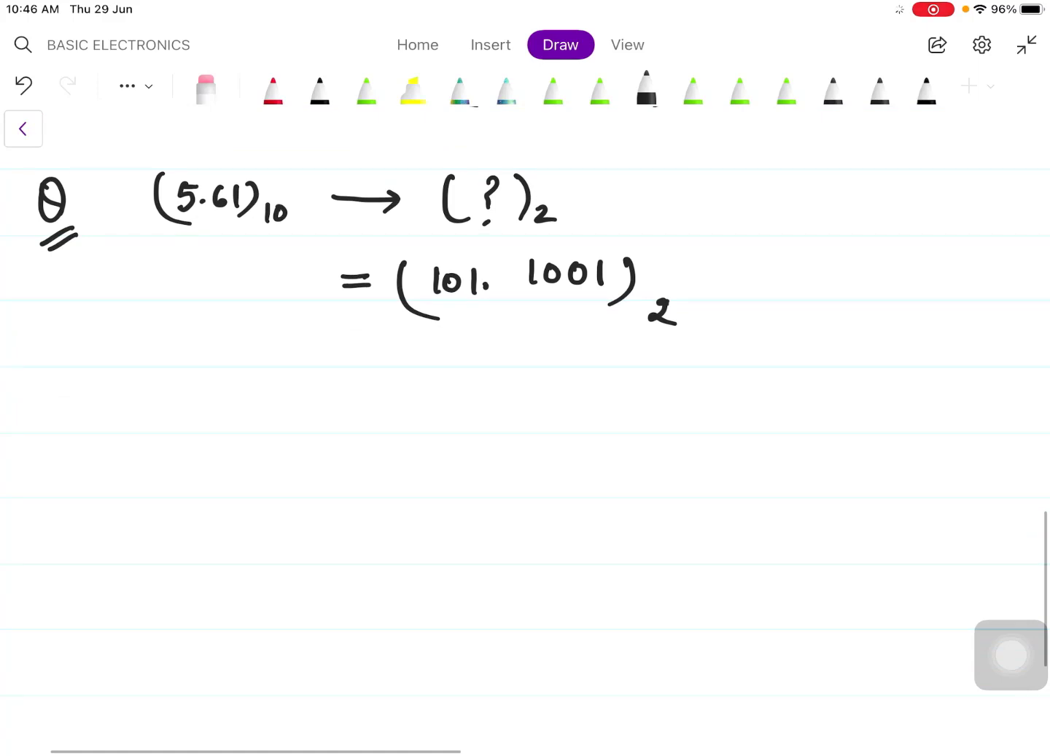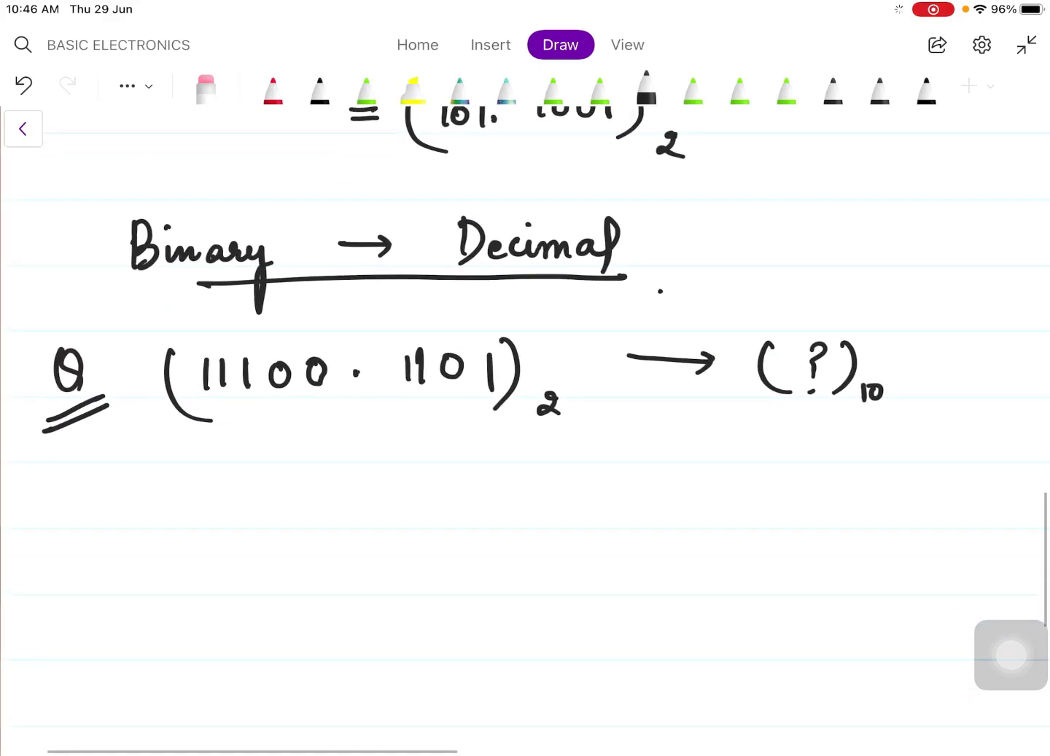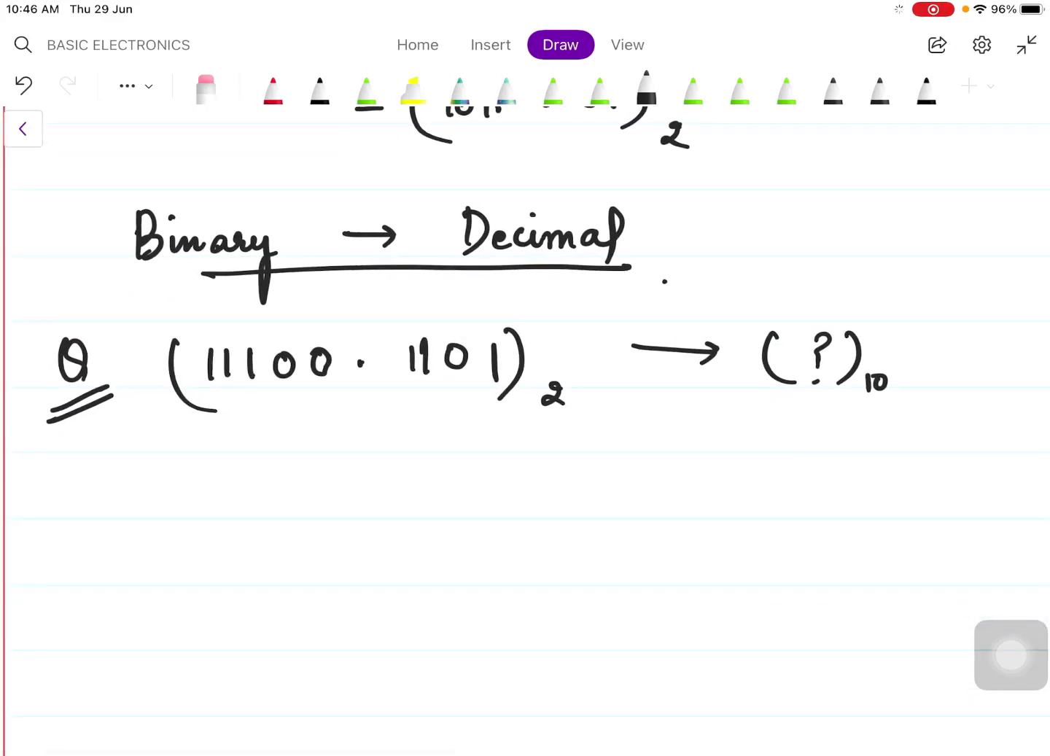Now in the same way, let's understand how to convert binary to decimal. So how to convert it? First of all, we are only talking about the whole number, that means before the point. The direction for this will be from right to left, and for after the point, the fractional part, it will be from left to right. So first of all we have to mark these arrows. Now let us solve only this part.